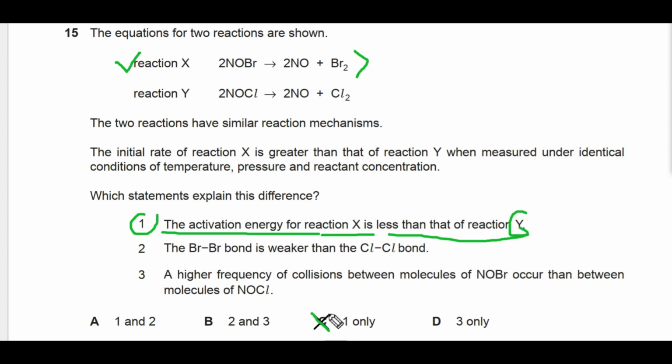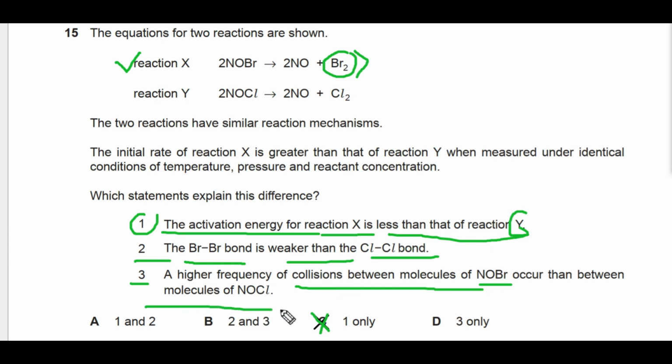So C is the right answer. Y2 is wrong. The BR bond is weaker than the CCl bond. No, the product BR bond is formed. This is not the answer. A high frequency of collision between molecules NO occurs than between molecules of NO.